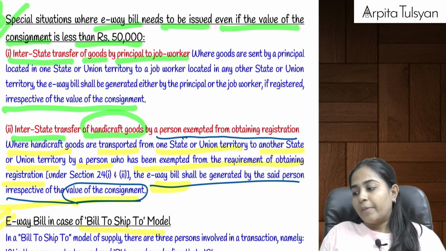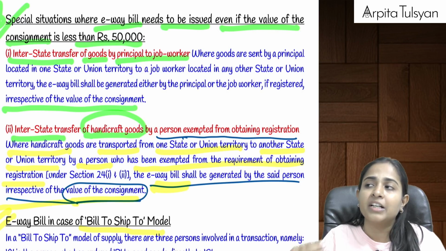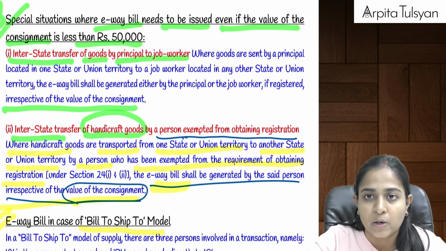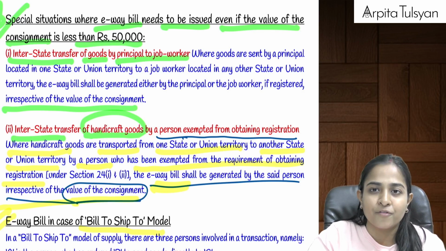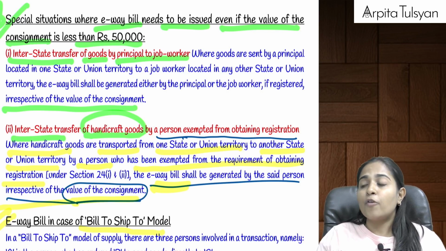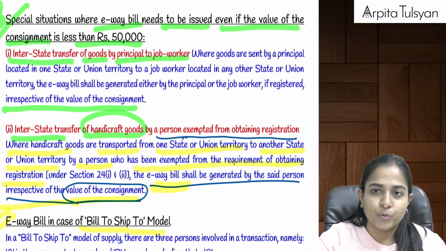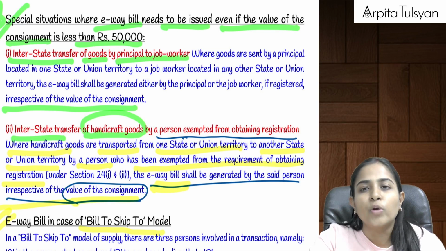Yes. Okay. Now, the basic rule that we studied was whenever there is a movement of goods from one place to another and the consignment value exceeds rupees 50,000, any person who is causing movement of goods is required to generate the e-way bill. But now we have two very good exceptions to it. This 50,000 value is not to be checked in two cases.